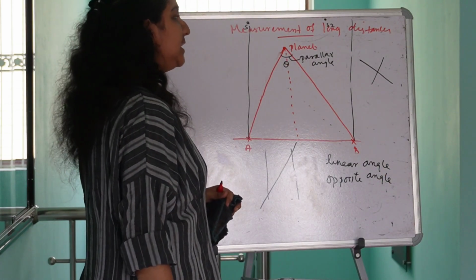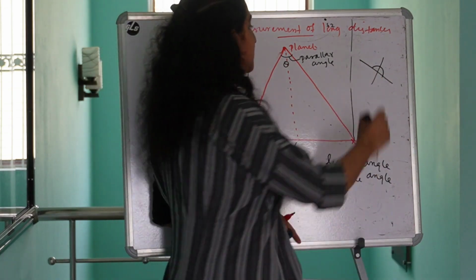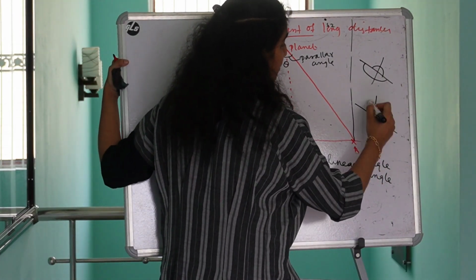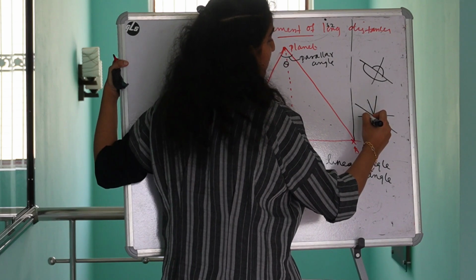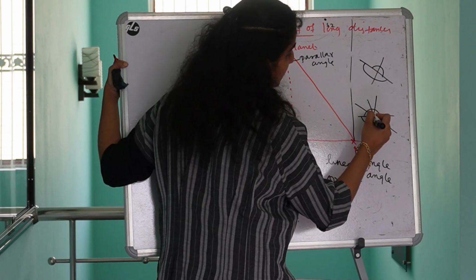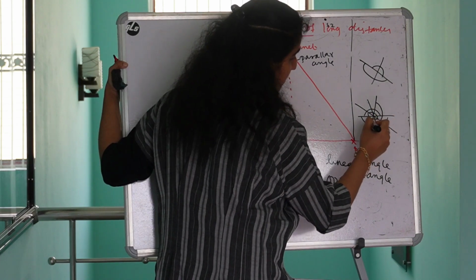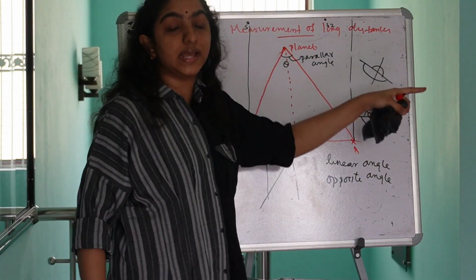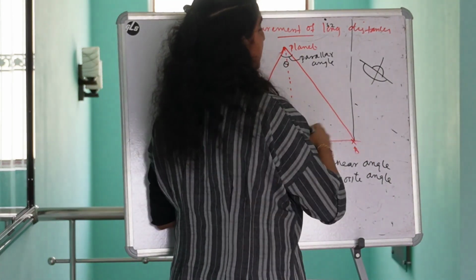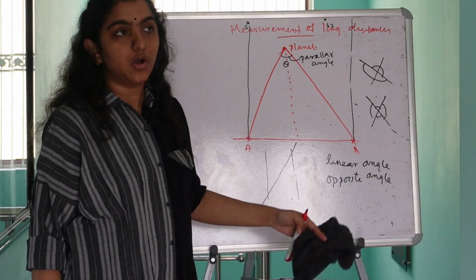What are linear angles? Angles on the same line, either these two angles or these two angles. Suppose more than two lines are crossing each other, so angles on the same line like this. Or else you can choose this line, angles on the same line, isn't it? You can choose another line, this line, so angles on the same line. So angles on the same line are known as linear angles. And the angles which are opposite to each other, like this, are known as opposite angles.